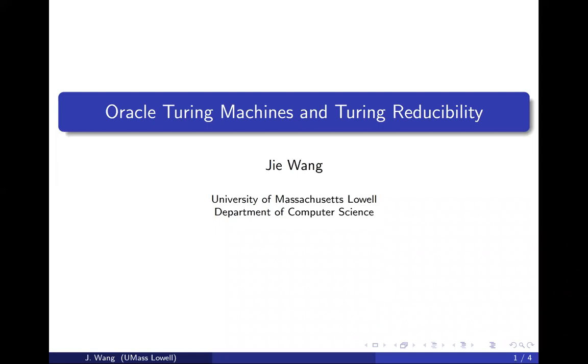Okay, in this video, we are going to look at a concept or a mechanism of Turing reducibilities and Oracle Turing machines. Earlier we looked at reductions, and in particular, we defined mapping reductions or many-to-one reductions. And today we're going to look at Turing reductions, and then we define what it means by Oracle Turing machines.